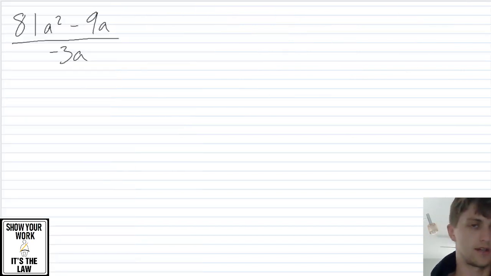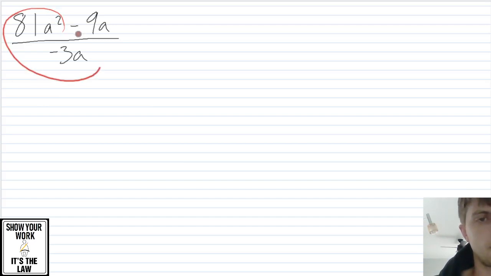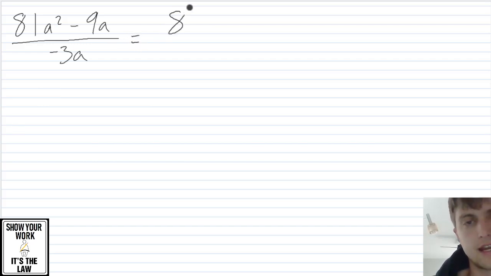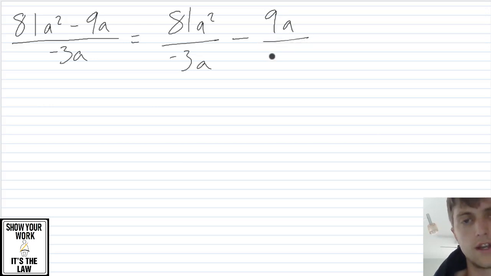Okay, this one is question 4 on page 204. And once again, we're just going to break it apart into two different fractions. So this is the same as 81a squared over negative 3a. And here we have minus, because of our minus sign right here, minus 9a over negative 3a. Okay, so let's do this.